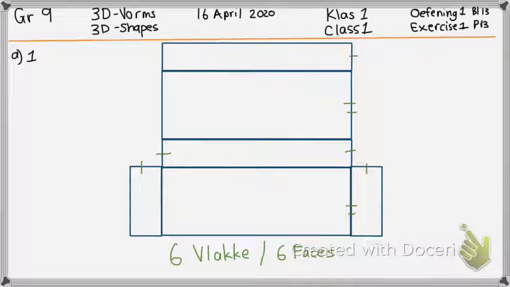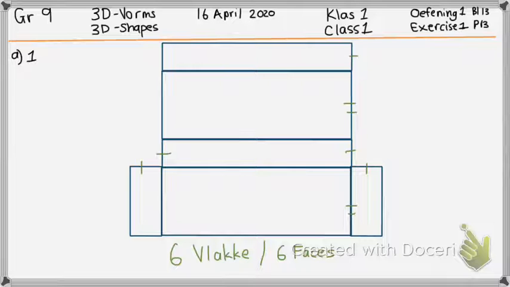Good day, grade 9. This is your 3D shapes for the 16th of April, class 1, exercise 1 on page 13. So you had to read through the information and then do the exercise. And the first question is, for each of the following polygons, draw a net and state the number of faces.